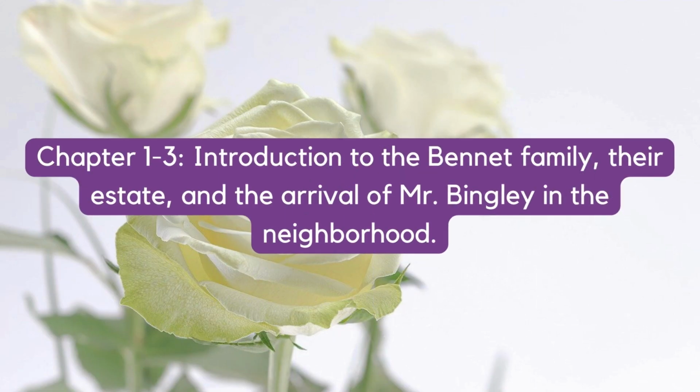Let's dive in. In chapters 1 to 3 of Pride and Prejudice, Jane Austen sets the stage by introducing the Bennet family, who reside at Longbourn, a modest estate in the English countryside. The family consists of Mr. and Mrs. Bennet and their 5 daughters, Jane, Elizabeth, Mary, Kitty, and Lydia. The primary concern of Mrs. Bennet is to secure advantageous marriages for her daughters, as the family estate is entailed to a male heir, meaning that the Bennet daughters stand to lose their home and livelihood if they do not marry well.